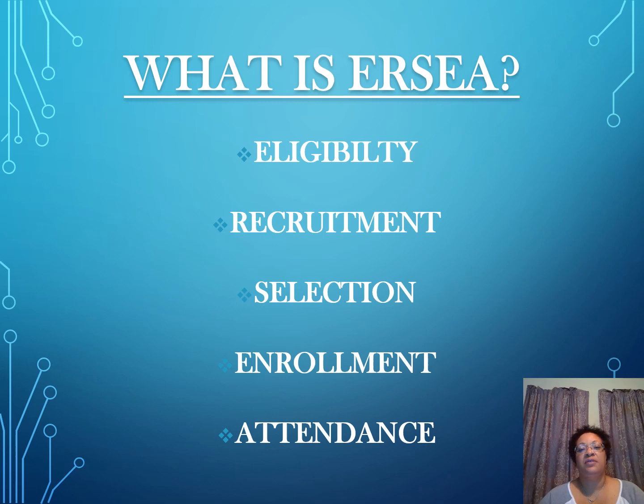What is ERSEA? I'm glad you asked. The first E is for eligibility, which we determine according to the child's age and the family's income. Then we have recruitment, selection, enrollment, and attendance.